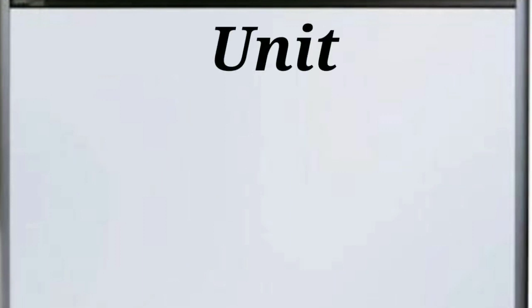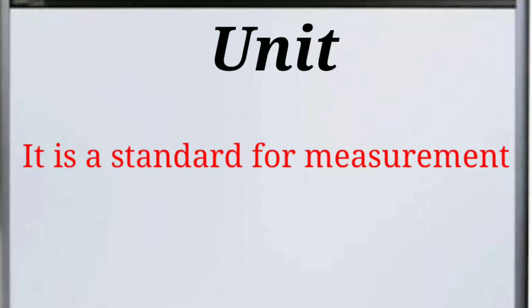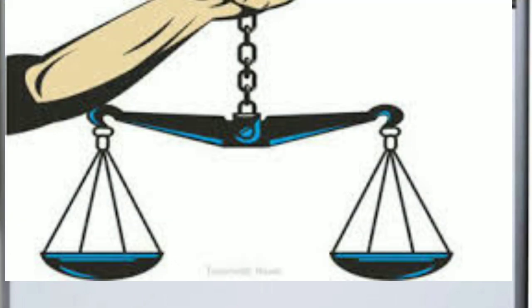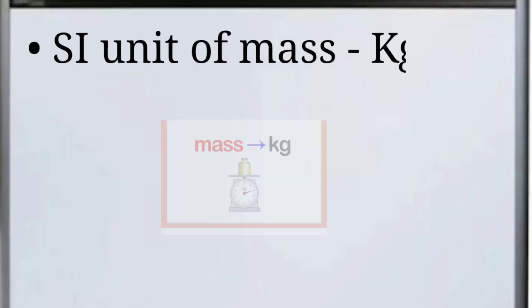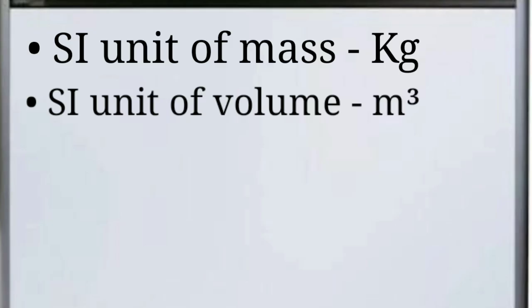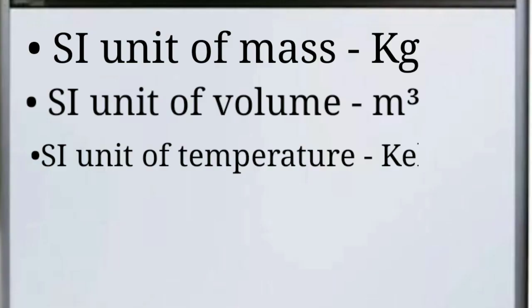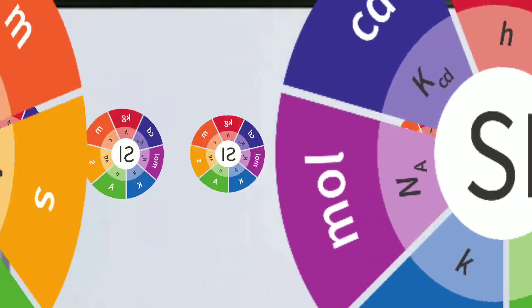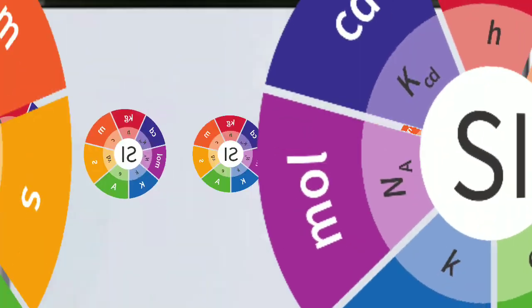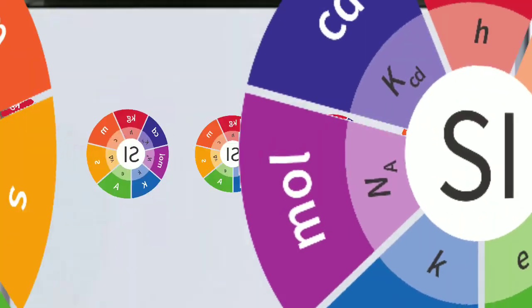So the first thing related to the chapter is unit. Unit is a standard for measurement. To measure any physical quantities, a unit is required. The SI unit of mass is kg. SI unit of volume is meter cube. SI unit of temperature is Kelvin. So it goes on. The unit itself is a first topic, so we will discuss it separately in a later video.